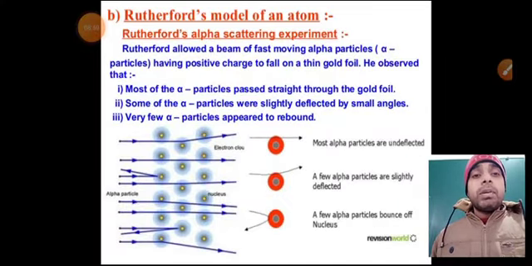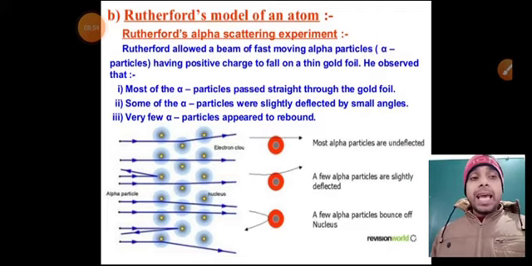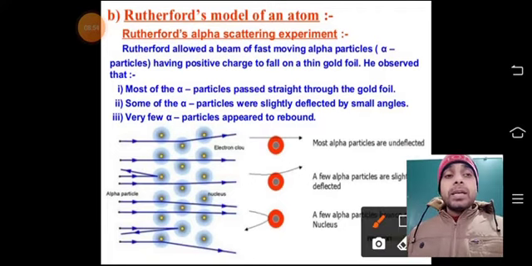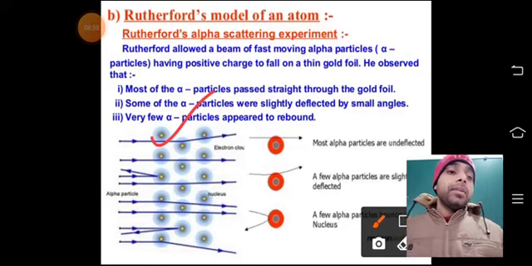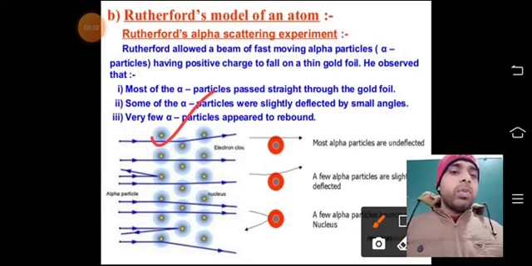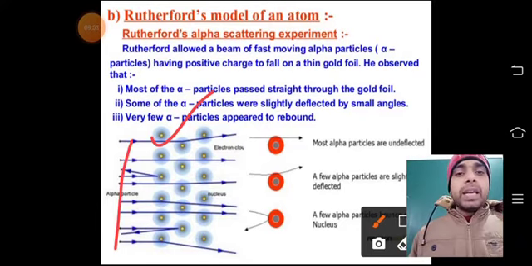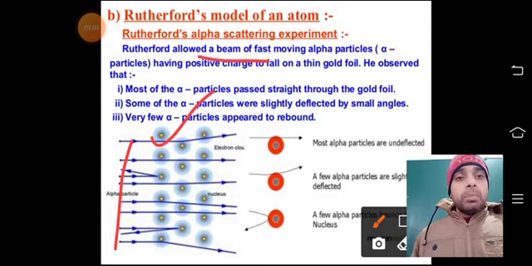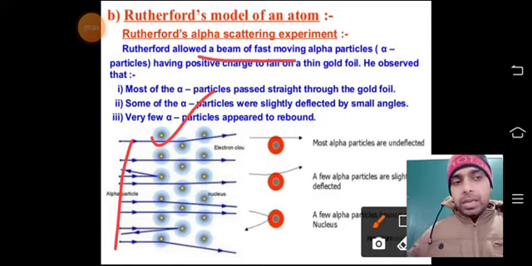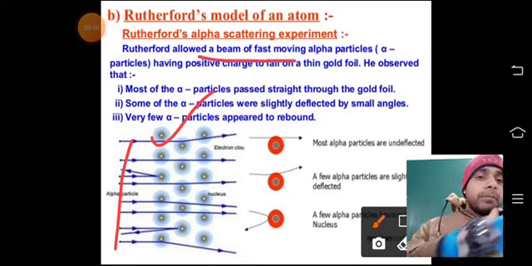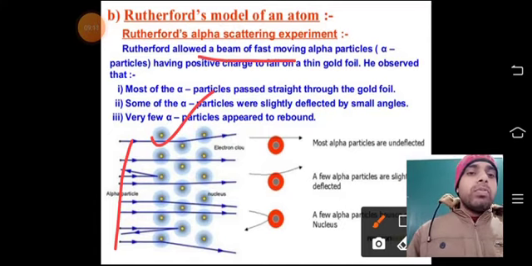Why is this called the alpha particle scattering experiment? Because he took this atom as a gold foil. Gold foil is a very thin foil, and these are the alpha particles. Now you can see Rutherford allowed a beam of fast moving alpha particles, and it is striking onto the gold foil.